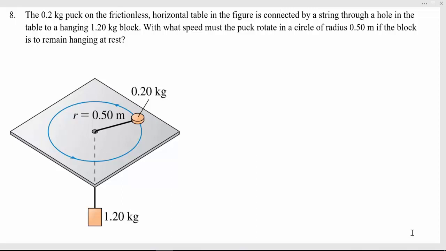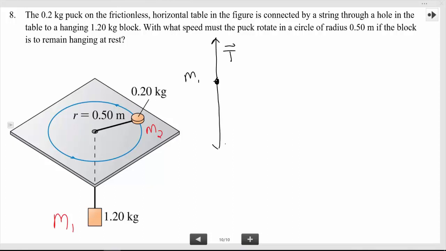That's the way we always begin a force problem. Let's start with the hanging block. I'm going to call the hanging block M1, and the block on the circle, I'm going to call that M2. So the free body diagram for M1, we would have the tension in the string going upwards, tension up, and the weight, and I'll refer to that as weight 1.